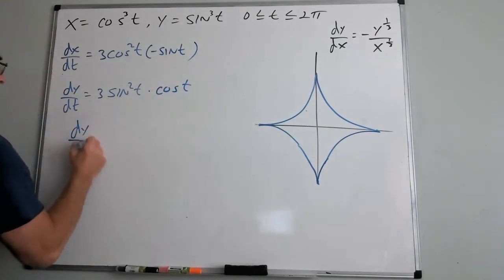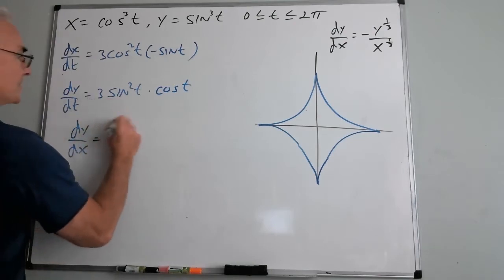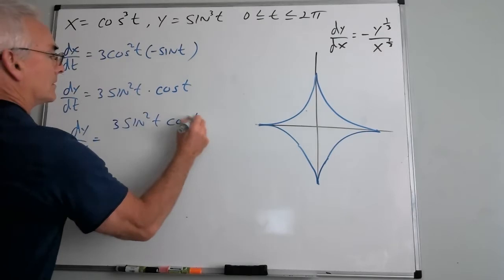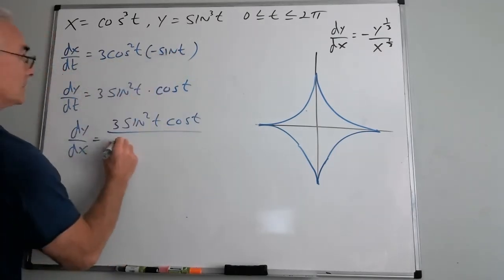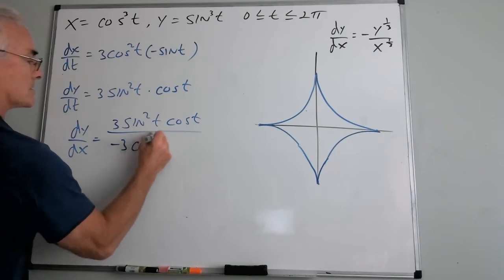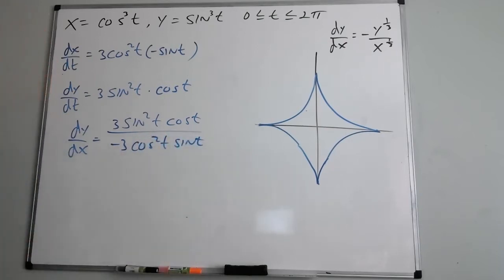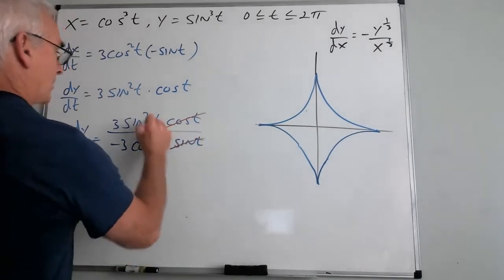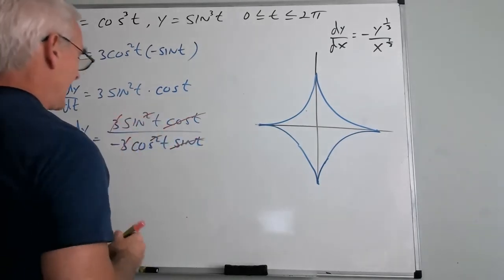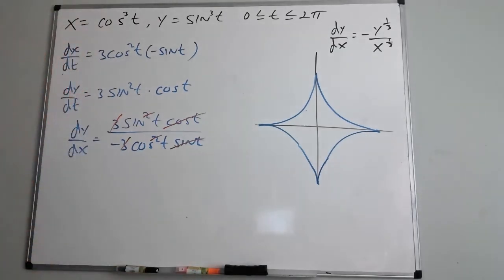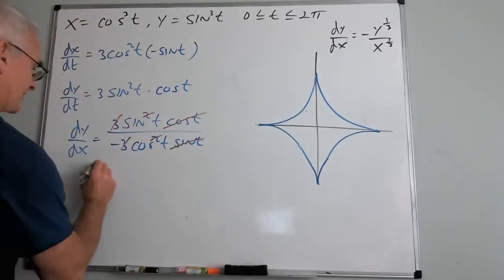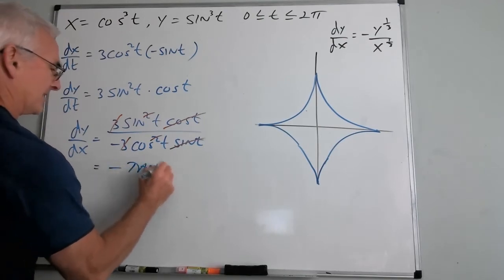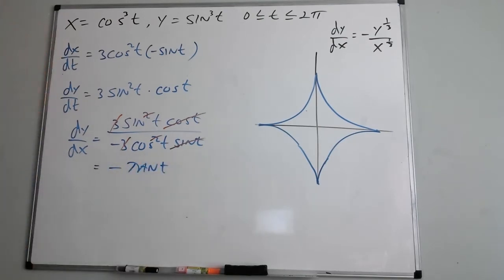And then finally, dy/dx would be this over this with the negative in front. I get some tremendous canceling here. That will cancel with one of those. That will cancel with one of those. The 3's cancel. And it looks like I'm left with a sine on top and a negative cosine on bottom. Well, that's just negative tan t. Oh, that's it. That's a pretty simple derivative if you think about it.